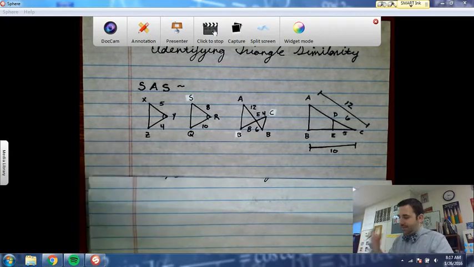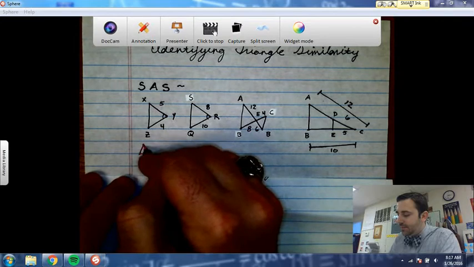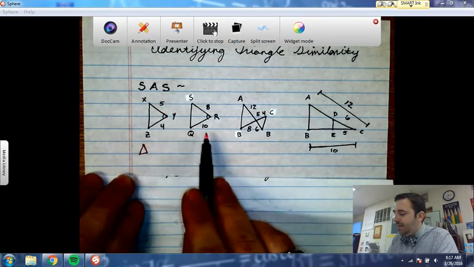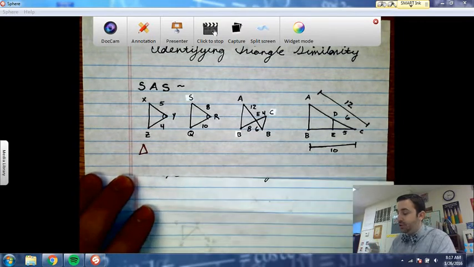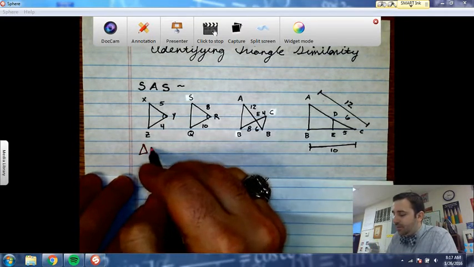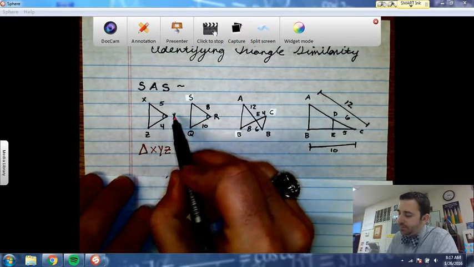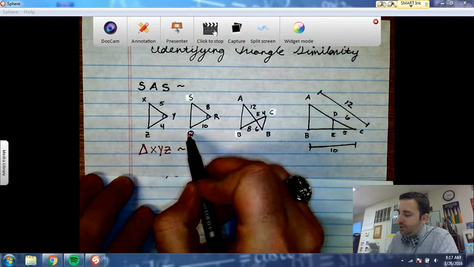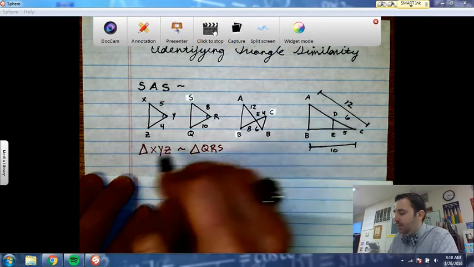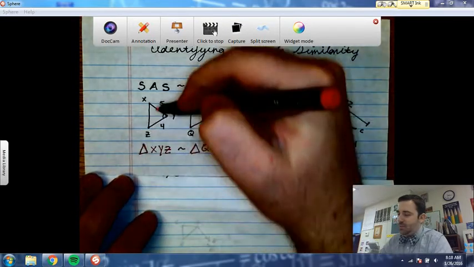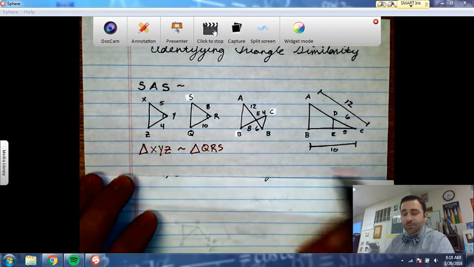As it says in the name, looking at this first set of triangles, I can see 5 relates to 10 and 4 relates to 8, using a scale factor of 2. So triangle XYZ is similar to QRS. Now, it is extremely important to name these triangles accordingly because we want the sides that are similar to correspond when we're naming.